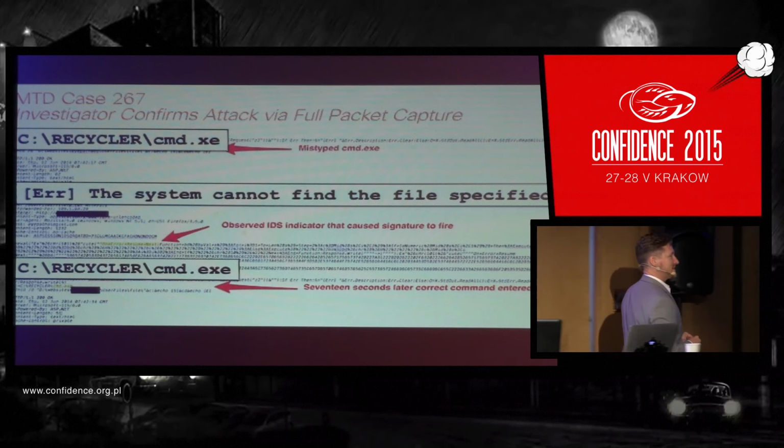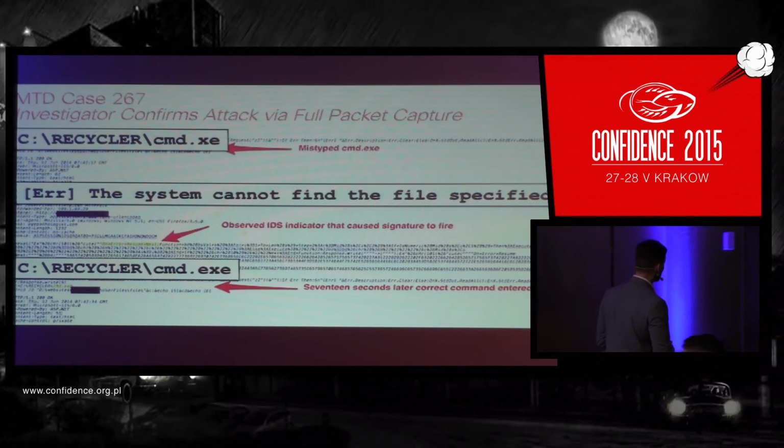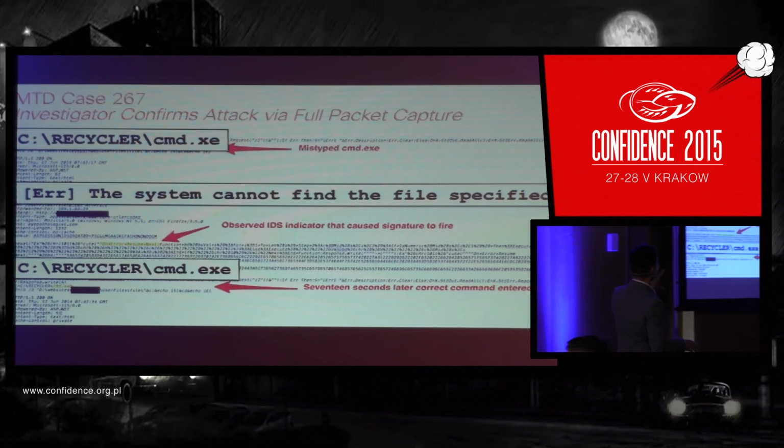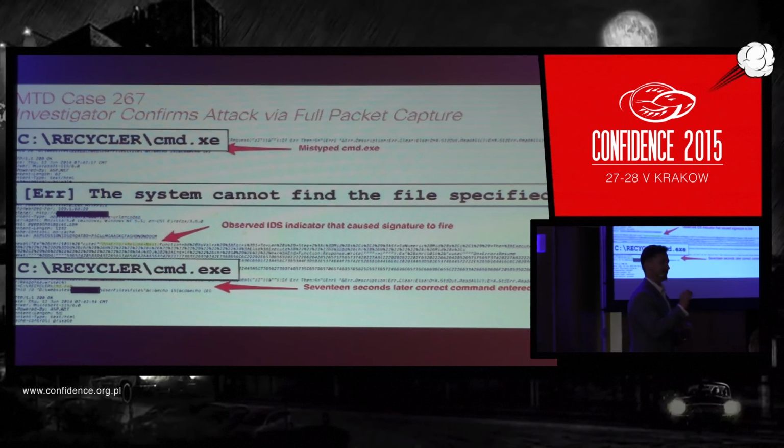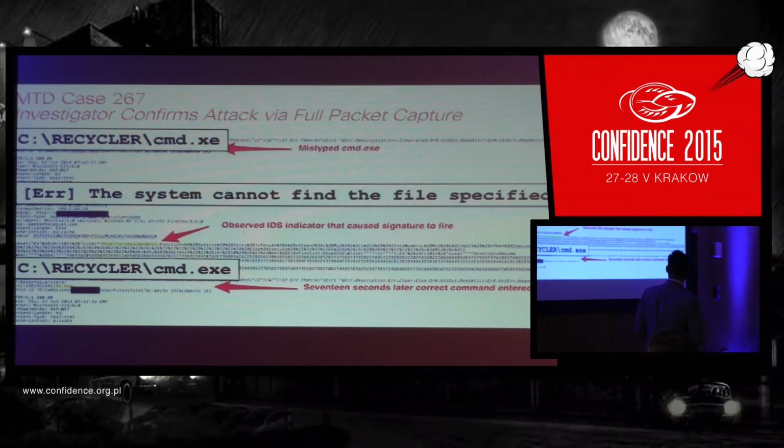And what our investigator found, and this is one of the beautiful things about full packet capture, is that the attacker was live on the system, a live human attacker. Why? How do we know it's a human? Because they're making mistakes. They typed command.exe. The system said, I can't find that file. And then he corrected it to command.exe.